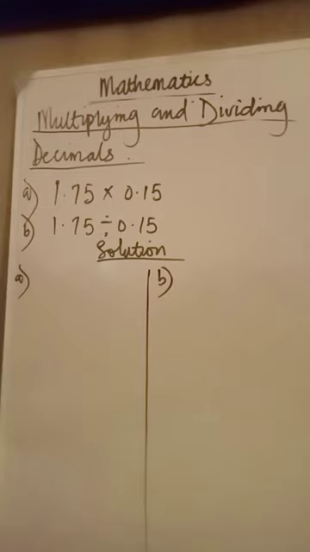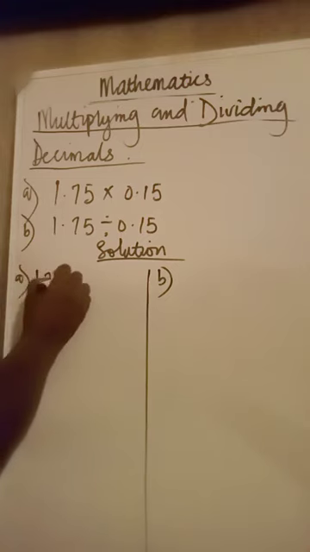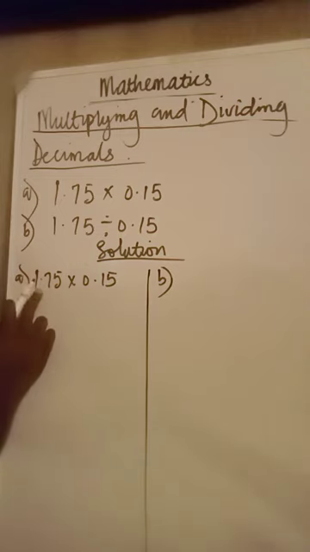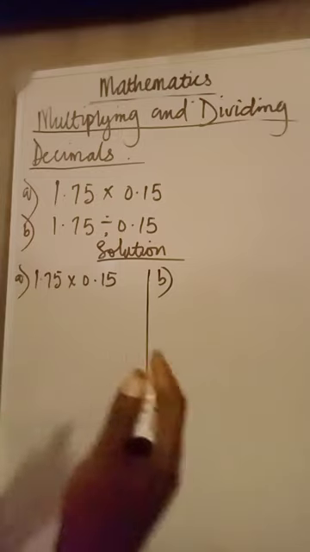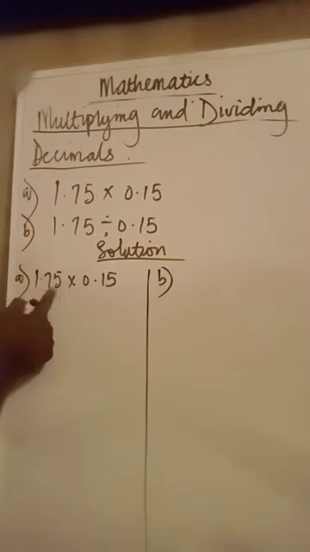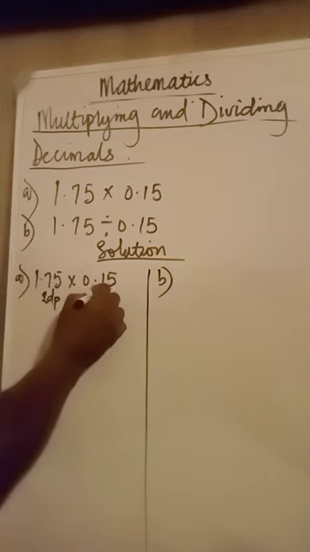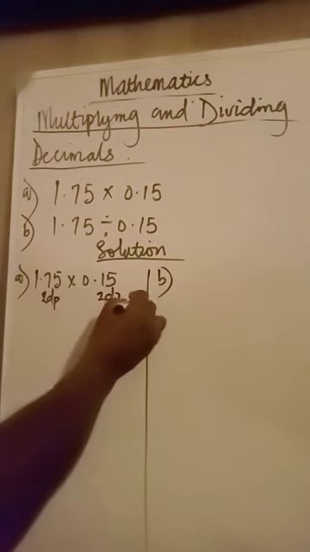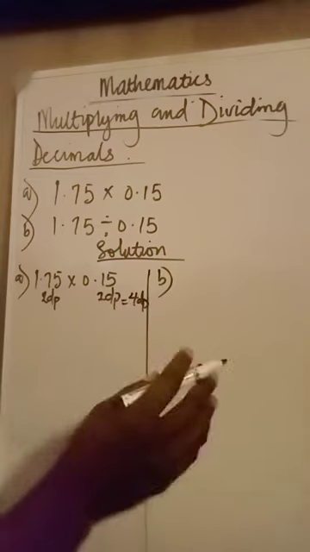So, 1.75 times 0.15. All I need to do if I want to multiply these decimals is count the decimal places. Decimal places means how many numbers you have after the decimal point. Here I have two decimal places, and here I also have two. 2 plus 2 will give me 4 decimal places. I will keep this aside.